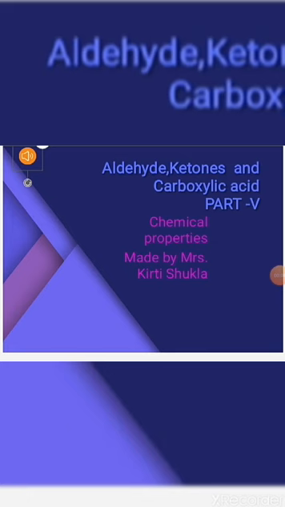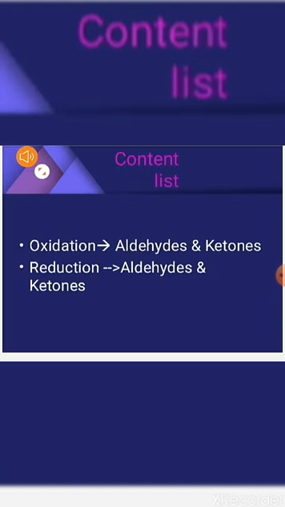Aldehydes, ketones, carboxylic acids, part 5, and we'll discuss some important reactions in it. In this we will see two main types of reactions, oxidation reaction and reduction reaction. These two are very important reactions for aldehydes and ketones because with the help of these reactions we can distinguish them. They are very useful because of these two special behaviors. They form different types of compounds, and these two reactions show special behavior of aldehydes and ketones.